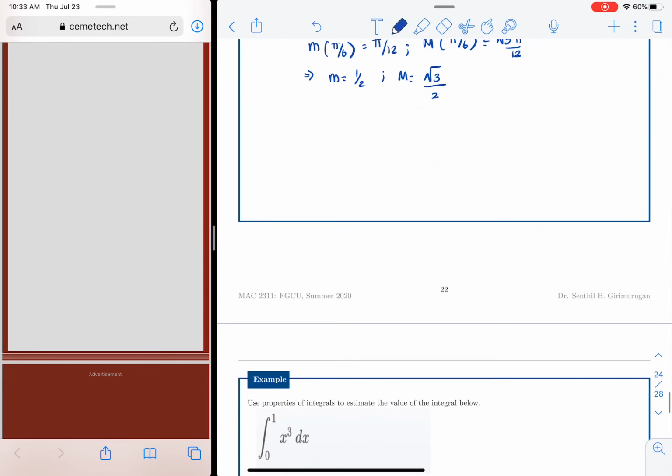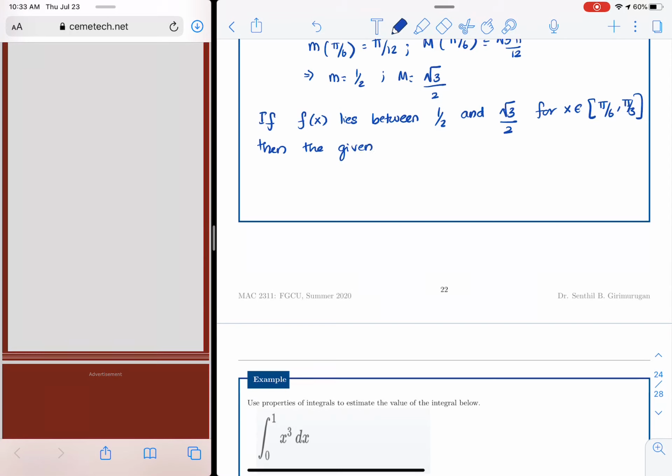So if f of x lies between 1/2 and square root of 3 over 2 for x in pi over 6 to pi over 3, then the given inequality is true.